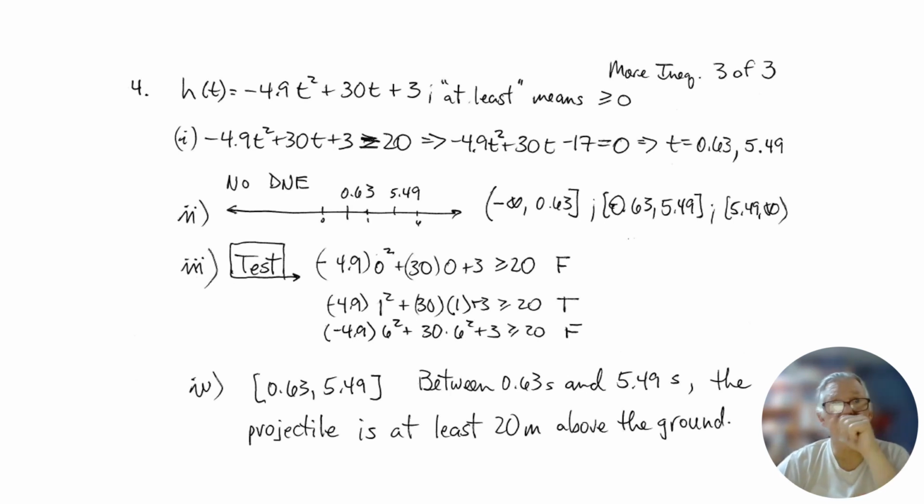And excuse me, here are my 2 endpoints, and my 3 intervals, and my 0, 1, and 6 are my test points. Here are my intervals, all brackets, because at least means greater than or equal to. Here are my test numbers, plug them in: false, true, false. So between 0.63 seconds and 5.49 seconds, the projectile is at least 20 meters above the ground. Right. All right.